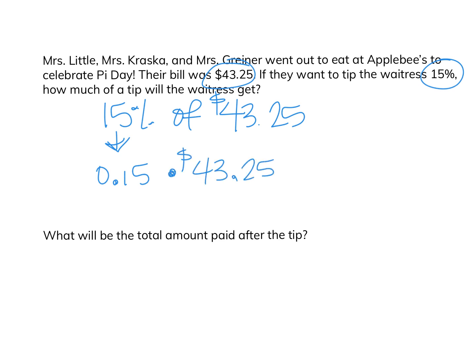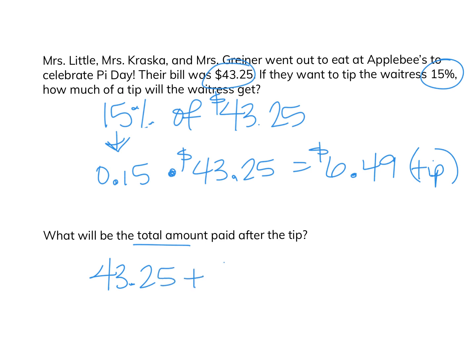43.25. So let's put that in our calculator. It's awesome if you do it with me because then you're practicing all the steps. And we get a pretty long number, round to the nearest hundredths, obviously because it's money. So $6.49 is the tip. And then what will be the total amount paid after the tip? So then we do 43.25 plus 6.49, and we get $49.74.